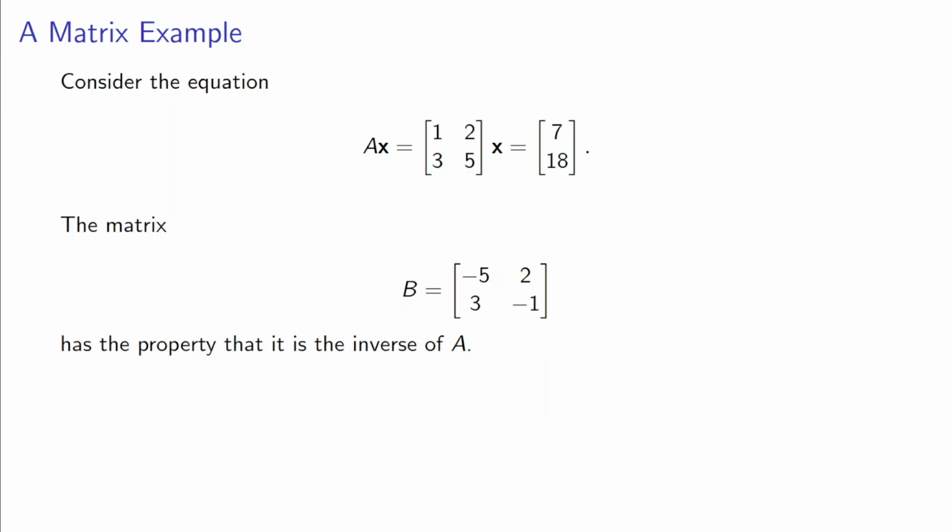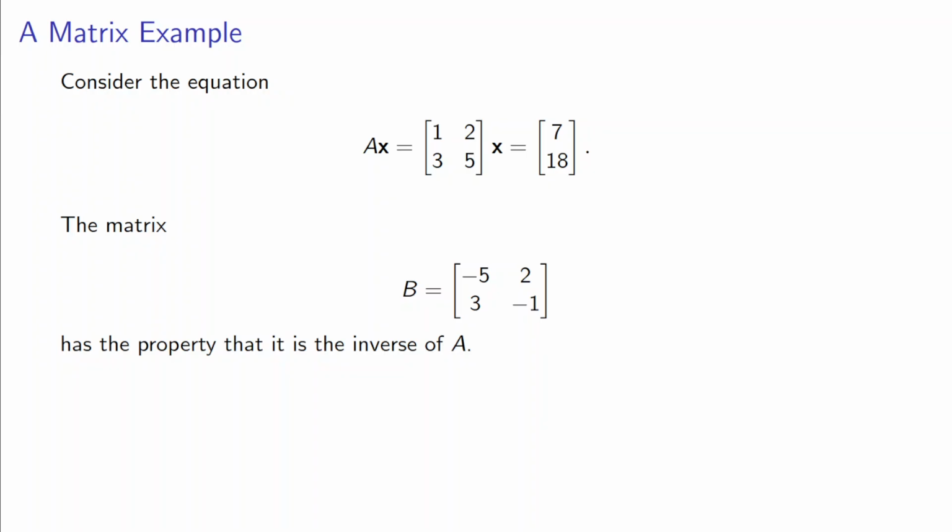Let's consider the matrix B. It seems to come out of nowhere here. B is negative 5, 2, 3, negative 1, but our claim is that B has the property that it is the inverse of A. So what does that actually mean? Well, what I want to see is that if we multiply B by A, and we might use this notation.